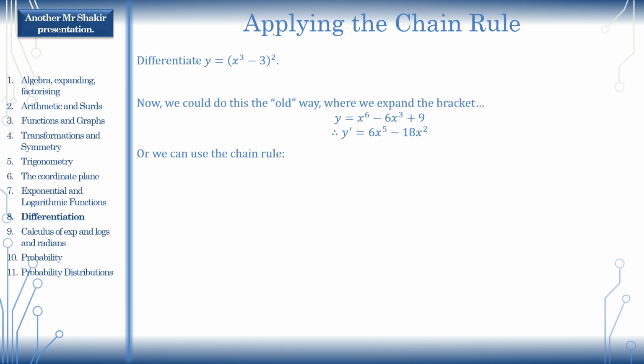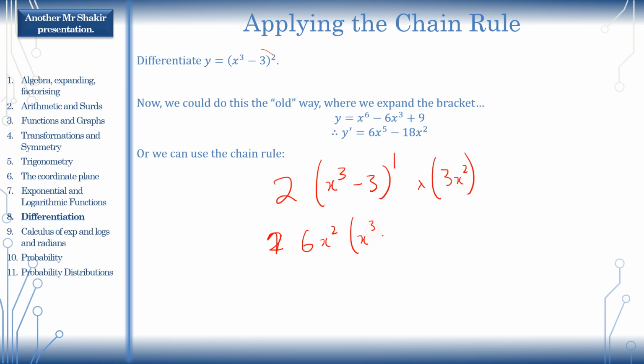Or we can use the chain rule. And remember, the chain rule says the 2 comes down, we leave the inside alone, decrease the power by 1, and then you multiply by whatever the derivative of the inside is. So 3x squared, and you're done. And so you'd get 2 times 3, which is 6, so I'll cross that out, 6x squared, x cubed minus 3. And you could expand that, and you would get the same thing.